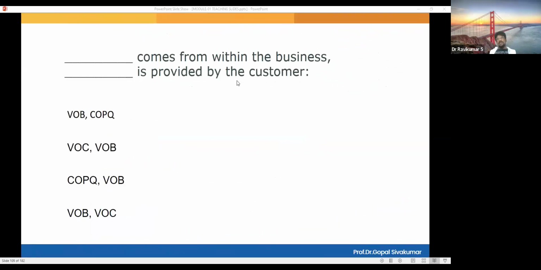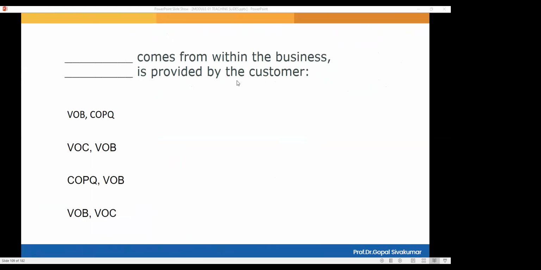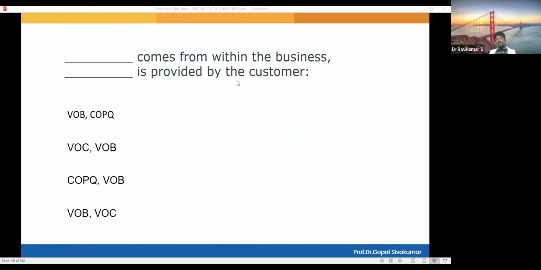Now this one. Dash comes from within the business. Dash is provided by the consumer. Option 4. VOB comes from within the business and VOC is provided by the customer. Very good. Okay.